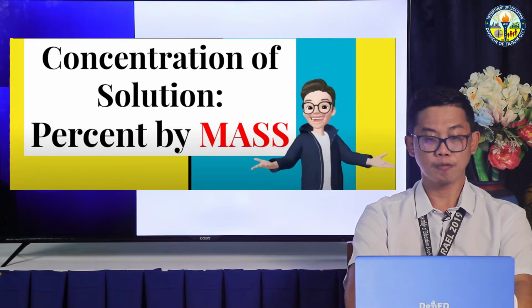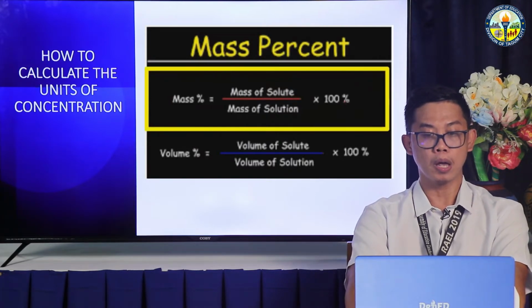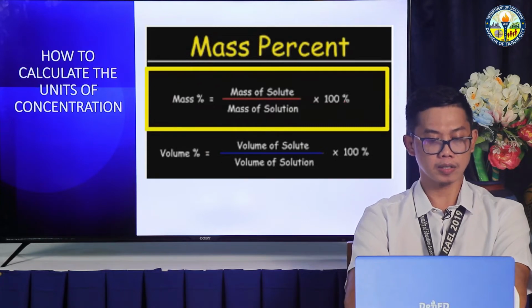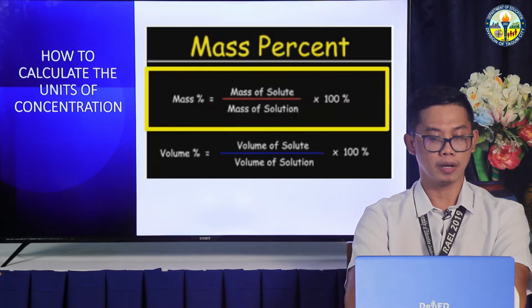But first, we will dwell on the percent by mass. One mode of expressing the concentration of solution is through percent by mass. Here is the formula. Percent by mass is equal to the mass of solute divided over by mass of solution, then multiply by 100%.